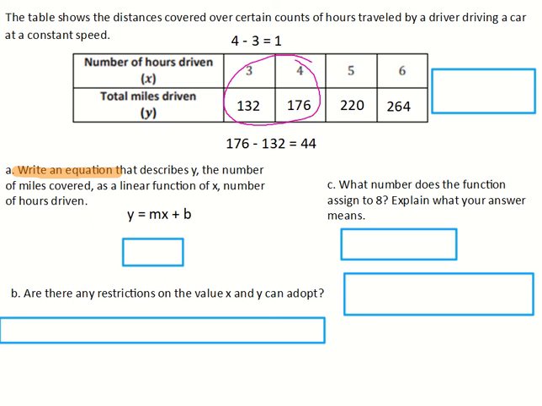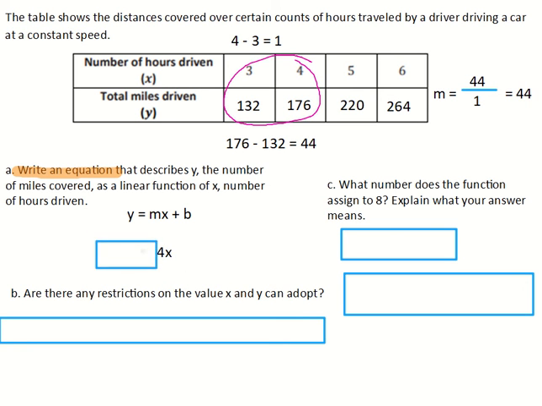So to find the slope, I'm going to divide the change in y over the change in x. So 44 over 1, which gives me 44. So my slope is 44. So my equation is y equals 44x. Part B.